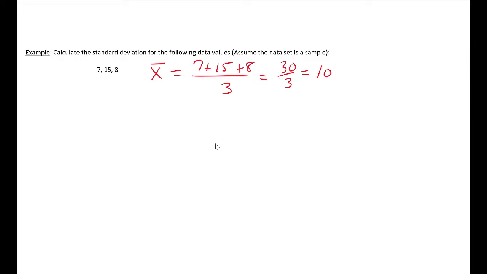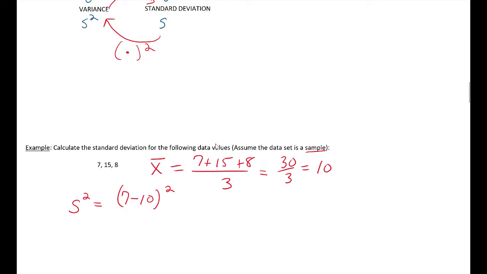To calculate the sample variance, because our data set is a sample, the sample variance, S squared, what you're going to do is take your first data value, in our case it's 7, and subtract away the mean of 10. You're going to take that difference, 7 minus 10, and we have to square it. Okay?